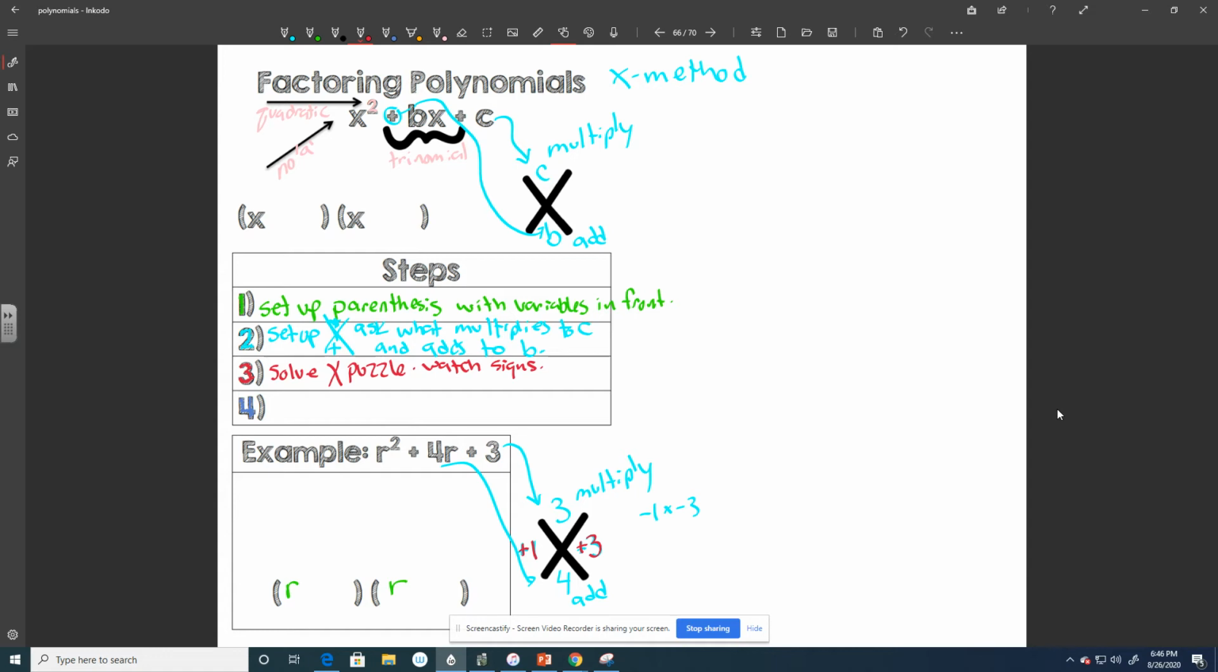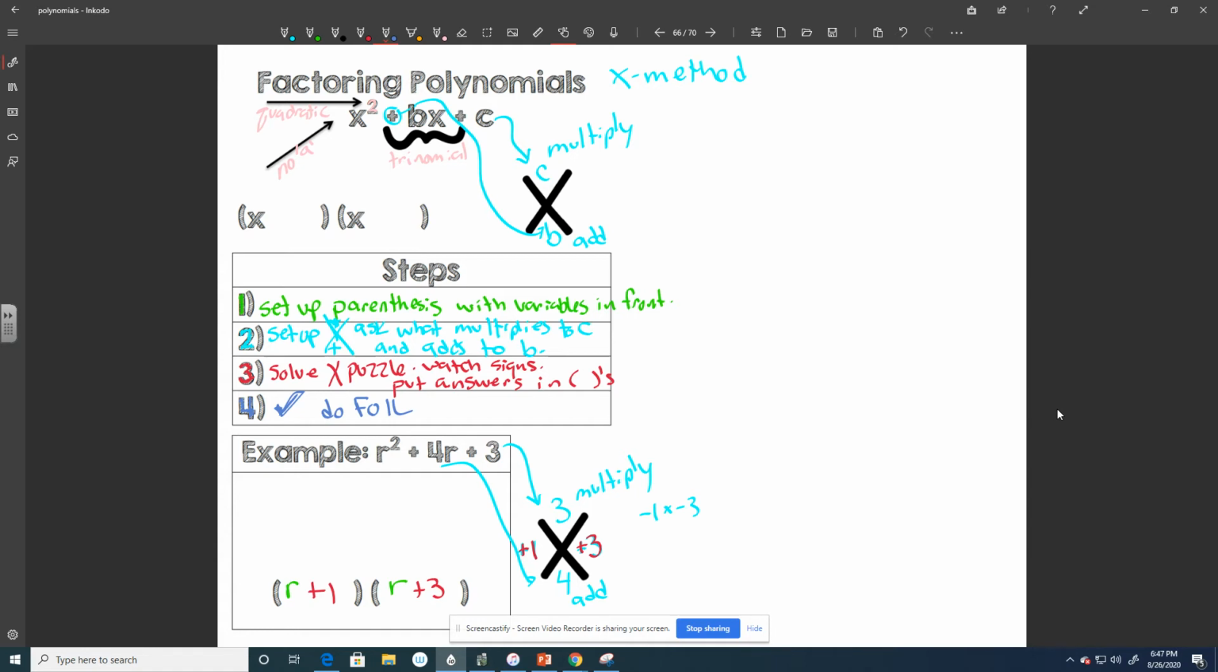Now, what's really nice about this is once you know what these 2 numbers are, all you have to do is put your answers in the parentheses. So I know that one of them is a +1, so I'm going to put that right here. And I know the other one is a +3, and I'm going to put that one right there. Step 4 is you can check your work, okay? We can check our work here by doing FOIL. So I can take this and I can FOIL it out and see if I end up where I started.